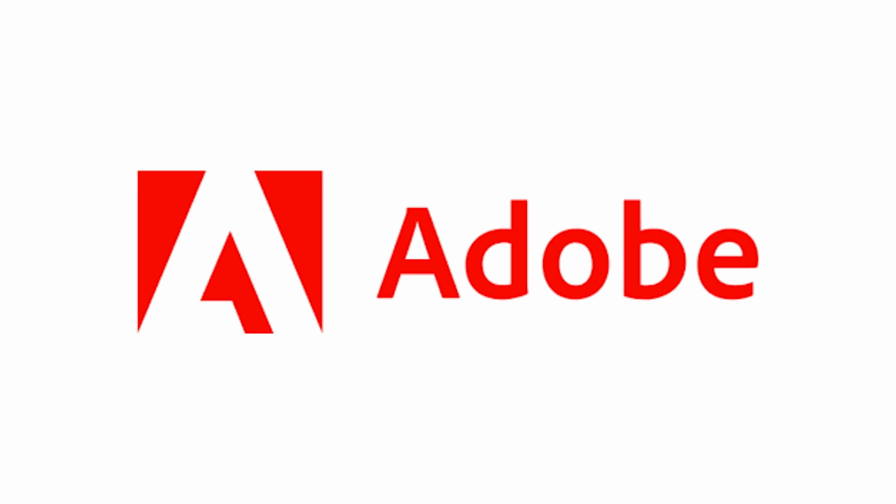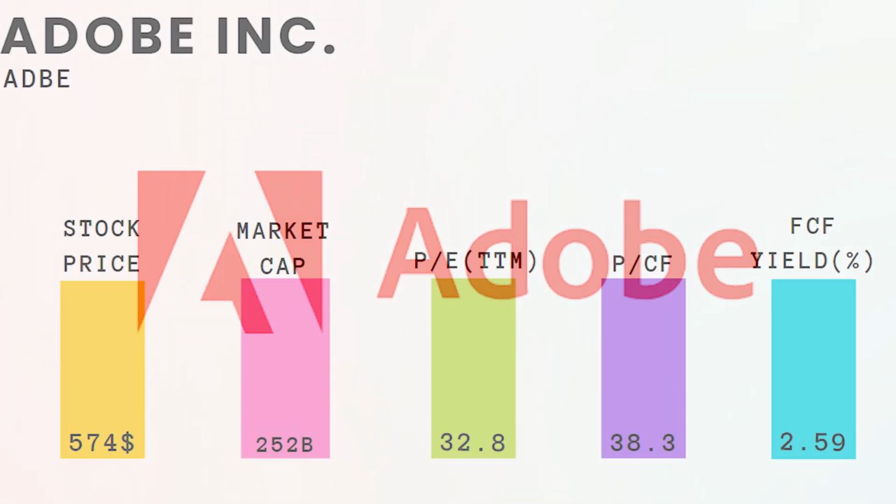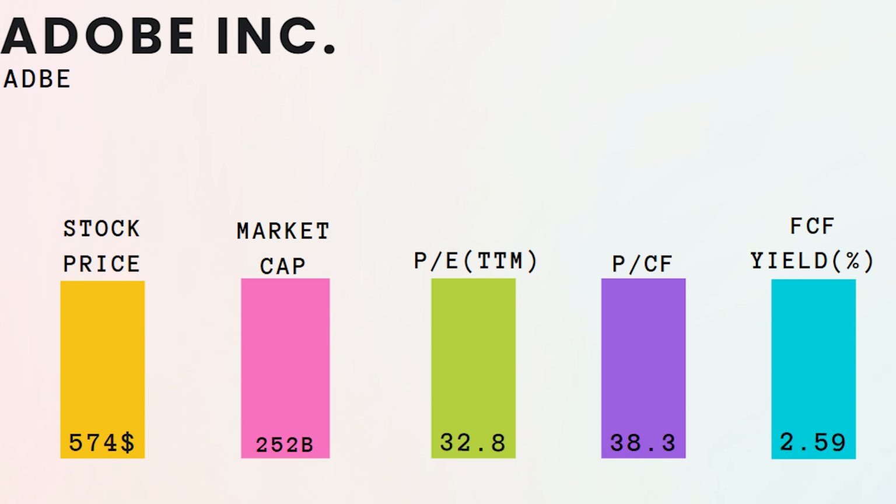Today we're going to deep dive into the financials of Adobe Incorporated, ticker symbol ADBE. Adobe is a company operating in the tech industry that offers a suite of apps for digital media creation. As of the 11th of August 2024, its stock price stands at $574 and has a market cap of $252 billion. Moving on to some key valuation metrics, the company's price to earnings ratio is 42.8, while its price to cash flow ratio is 38.3.